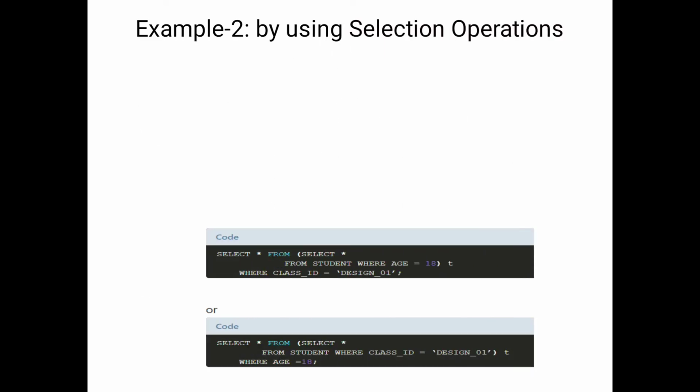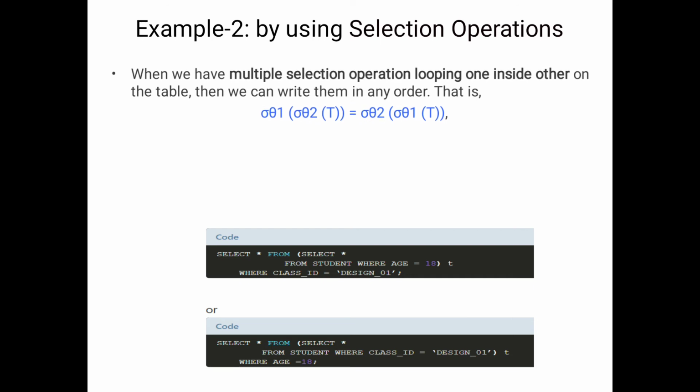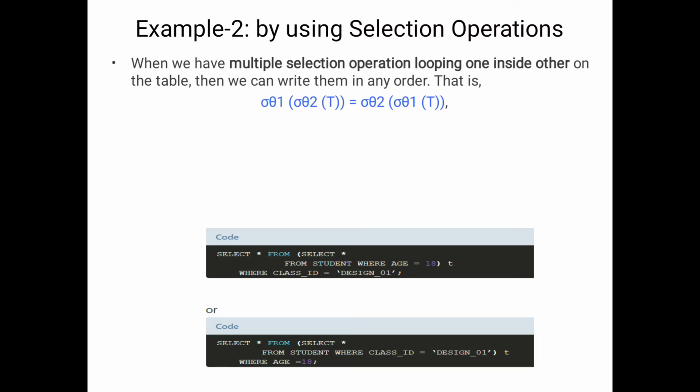Now we will see this with the help of queries. Please observe: select star from student where age is equal to 18. Our aim is to select all the information from the student table whose age is equal to 18. After that we sort out those whose class id is design 1. The bottom query is the same: select the student details from the student table, first sort out class id design 1, and after that consider only age 18.